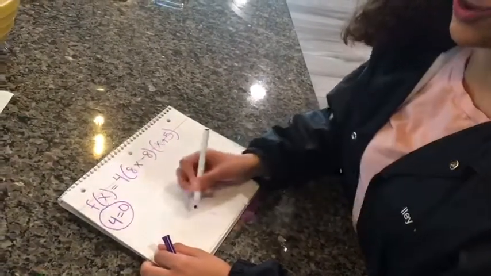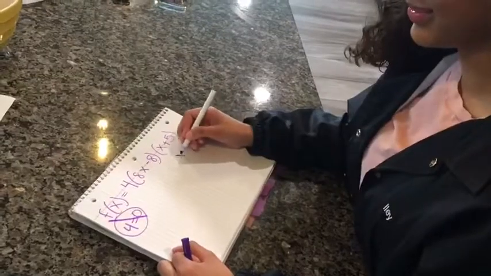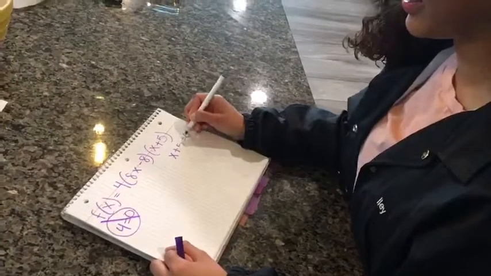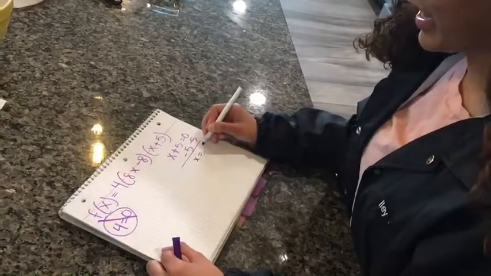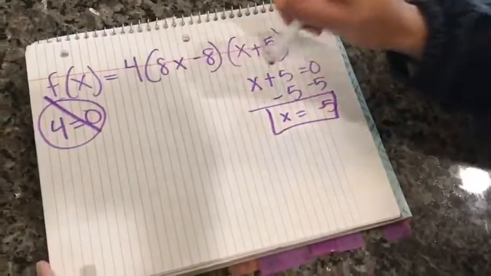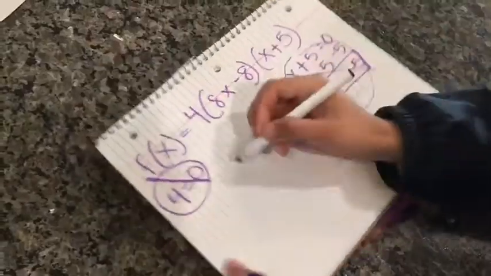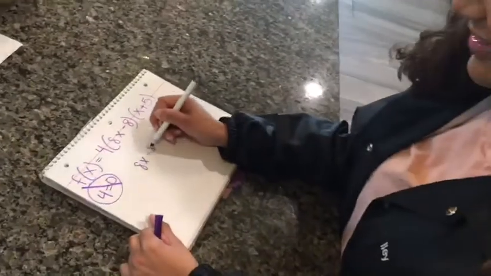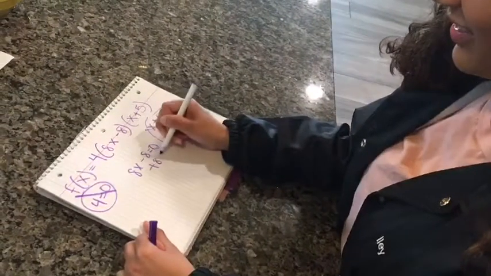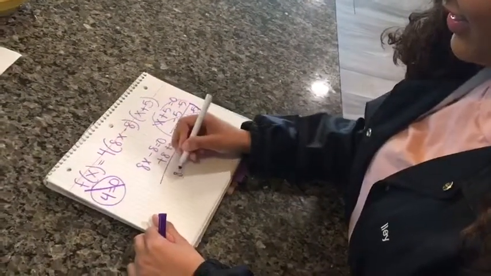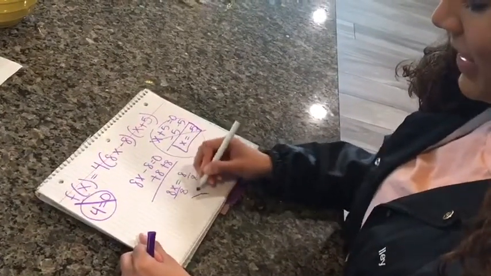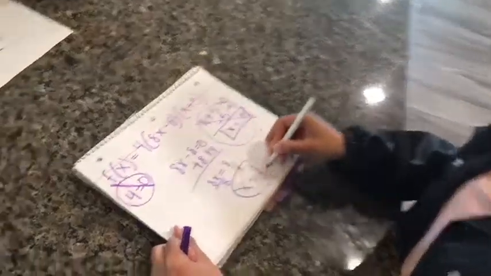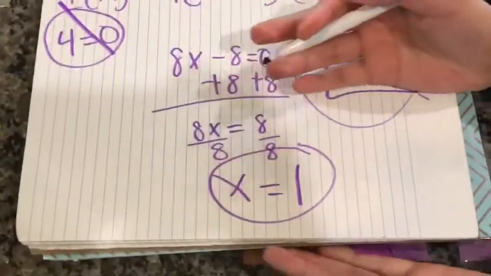4 does not equal 0, so that is false. And because you know that your water measurement cannot be a negative number, this equation is also false. So this leaves you with one answer. X equals 1 tablespoon.